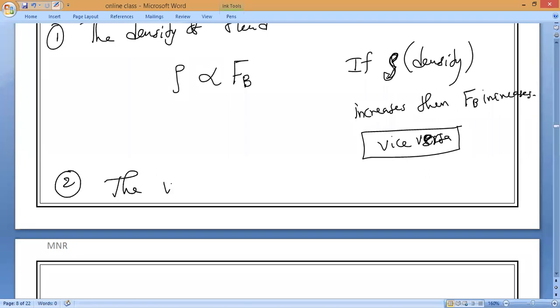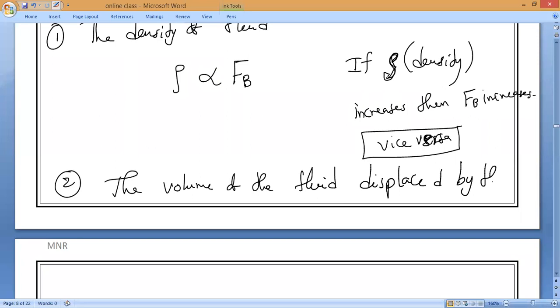The volume of the fluid displaced by the body. Now this factor you will learn when we are studying the next concept.